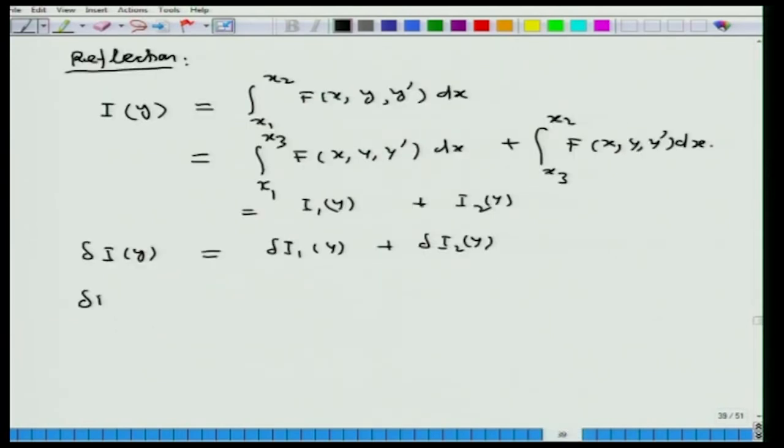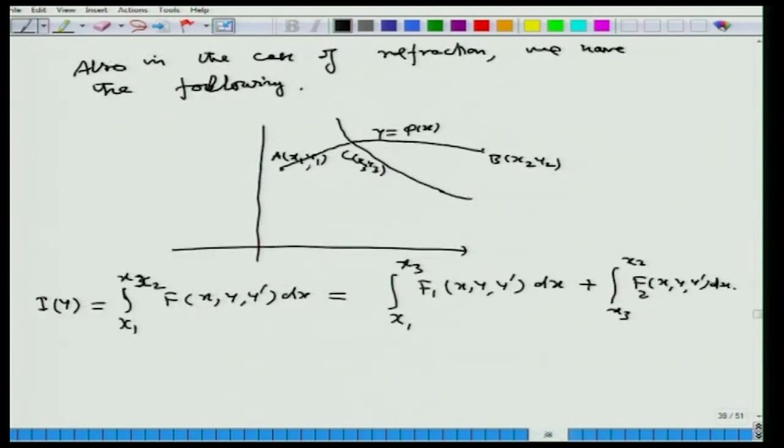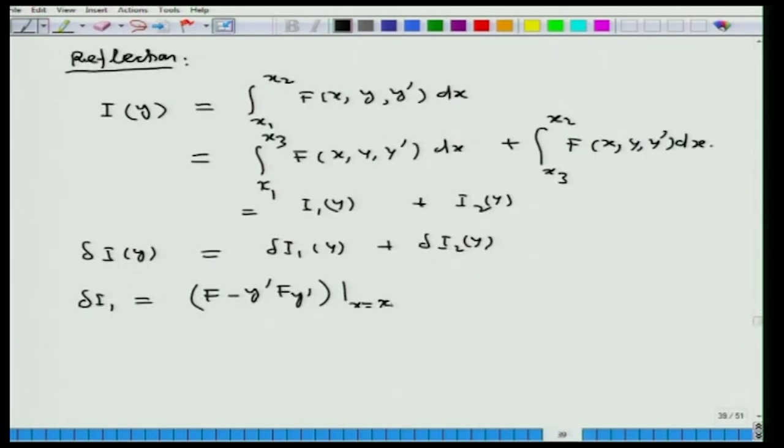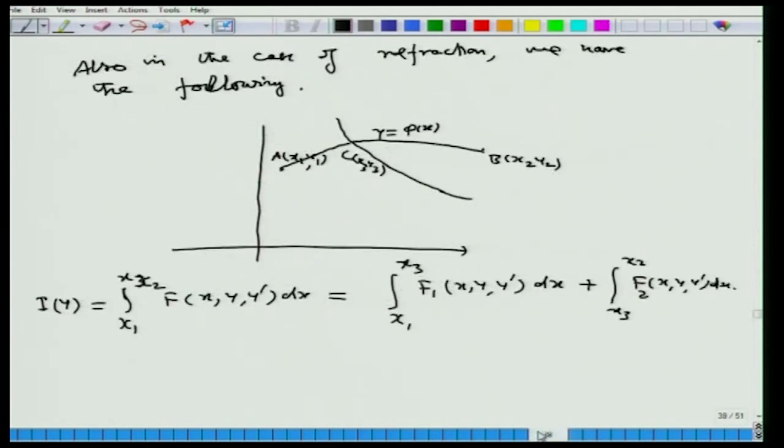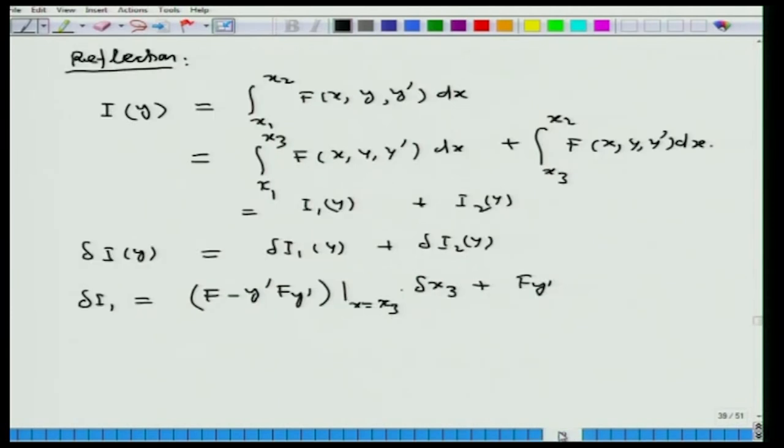So, we can apply this: delta I 1 will be f minus y prime f y prime, evaluated at x equal to x 3, times delta x 3 plus f y prime times delta y 3. Here the points A and B are fixed, only the point C is moving. Since y prime has a discontinuity at C, we will have to take the left limit here, and the right limit there. So, we write x 3 minus, denoting that we take the left limit here.